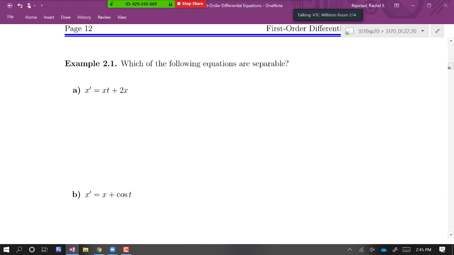So we're going to do a little bit of just checking to see which ones of these are separable, kind of recognizing when something is separable. And then we'll do some solving differential equations. So this first one, x prime is x times t plus 2x. Is it possible to write that as just a function of x's times just a function of t's?